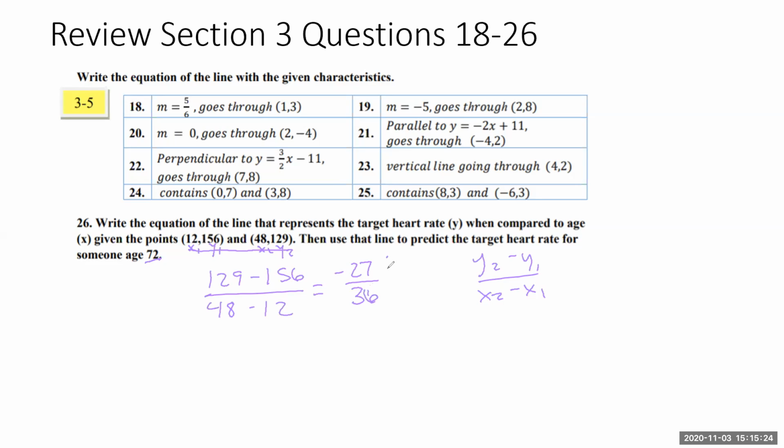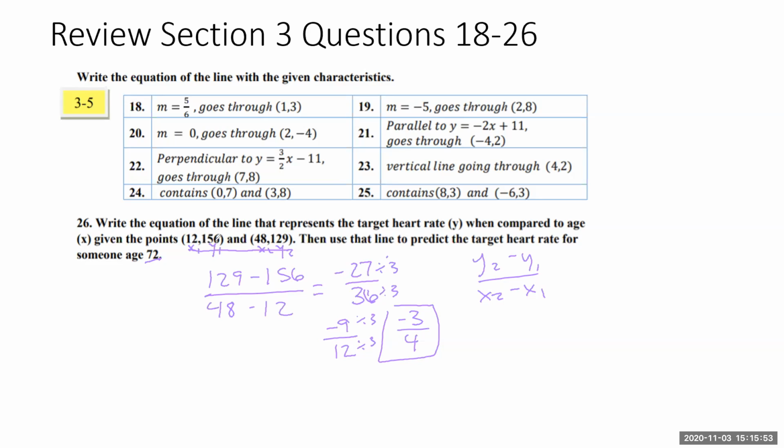Okay, so these ones can be simplified. If we divide both of them by 3, we're going to get -9 on the top. And then on the bottom, we're going to get 12. And then from here, we can still go down a little bit farther. So I'm going to divide it by 3 again, divide by 3 again. We're going to get -3 over 4. So our slope is going to be -3 over 4 here.